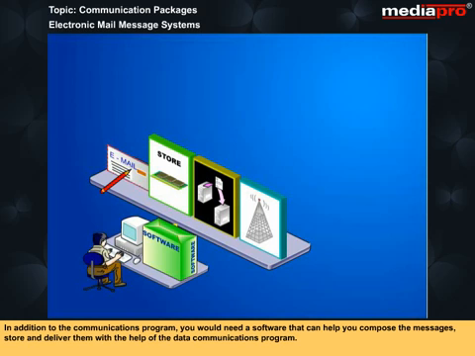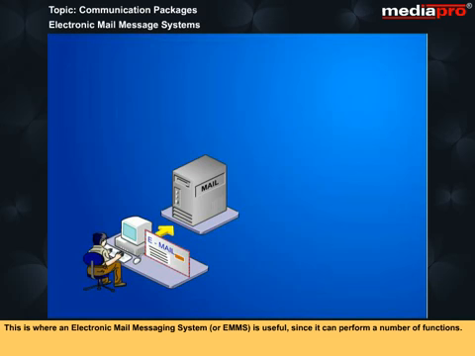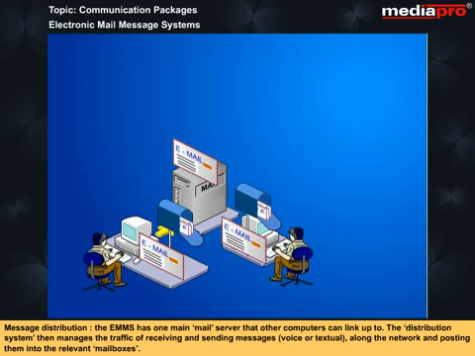In addition to the communications program, you would need a software that can help you compose the messages, store, and deliver them with the help of the Data Communications Program. This is where an electronic mail messaging system or EMMS is useful, since it can perform a number of functions. Message distribution. The EMMS has one main mail server that other computers can link up to. The distribution system then manages the traffic of receiving and sending messages, voice or textual, along the network and posting them into the relevant mailboxes.